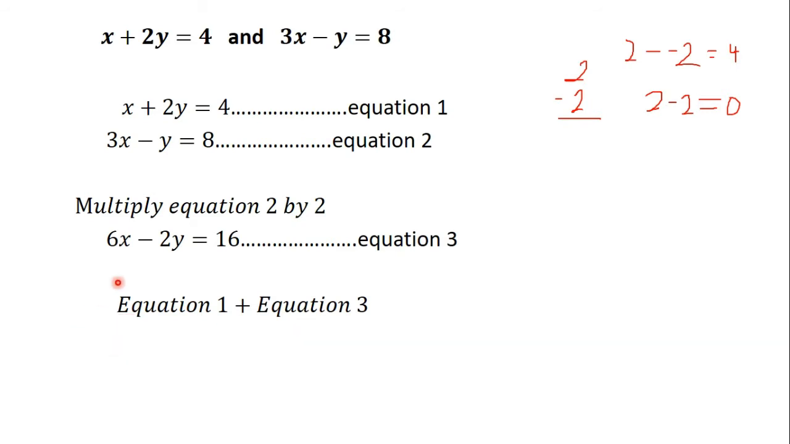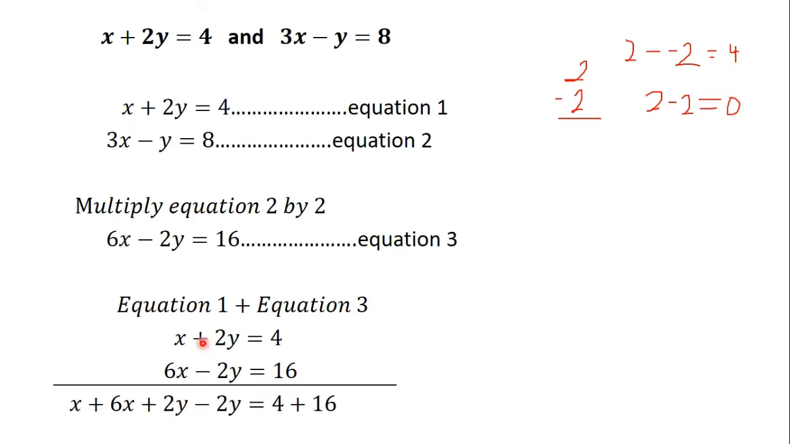So that's exactly what I'm going to do. I'm going to add equation 1 to the new equation. Remember, don't add it to the old equation 2. Add it to the new equation that we formed, and that new equation is equation 3. So I'm going to add equation 1 to equation 3. Now, in adding equation 1 to equation 3, so this is my equation 1 and this is my equation 3. That is going to give me x plus 6x. So the first part of equation 1 plus the first part of equation 3. Then the second part of equation 1, which is 2y, plus the second part of equation 3, which is minus 2y.